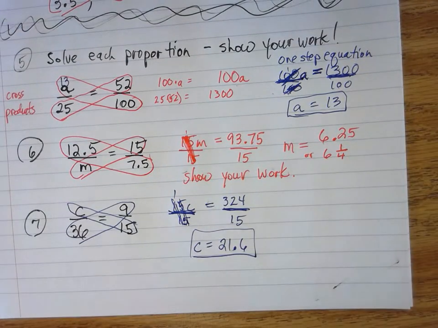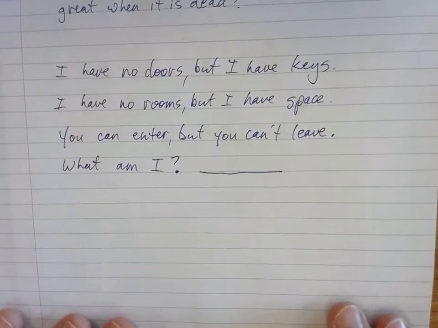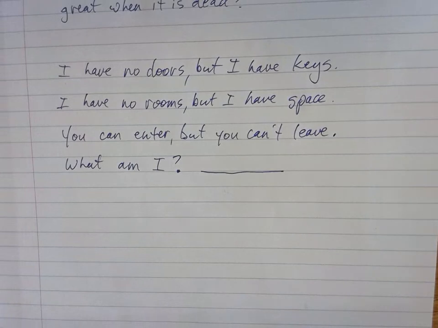Okay, so here is your riddle if you'd like to try this today. I have no doors, but I have keys. I have no rooms, but I have space. You can enter, but you can't leave. What am I?